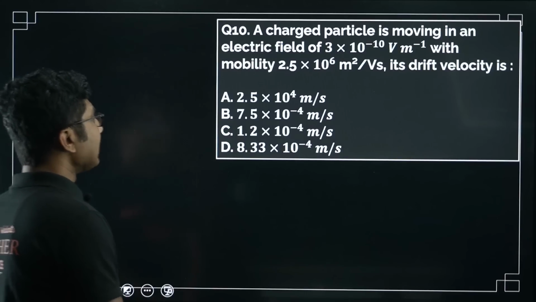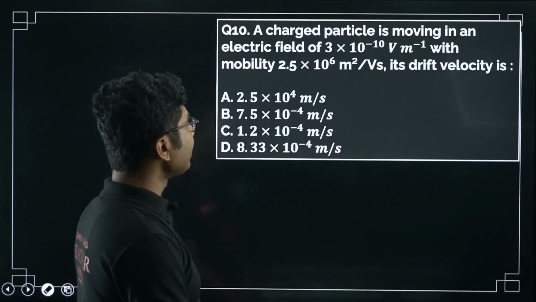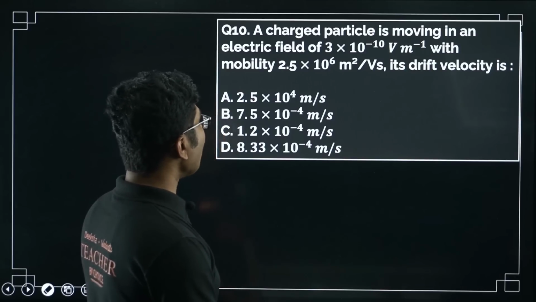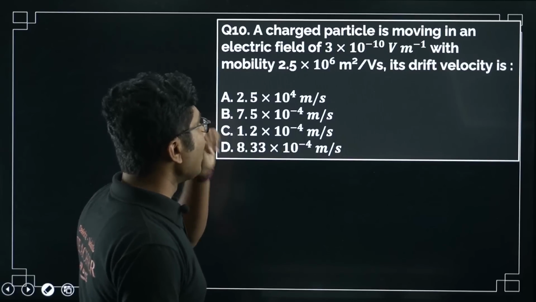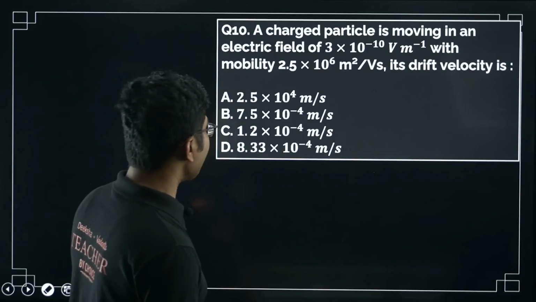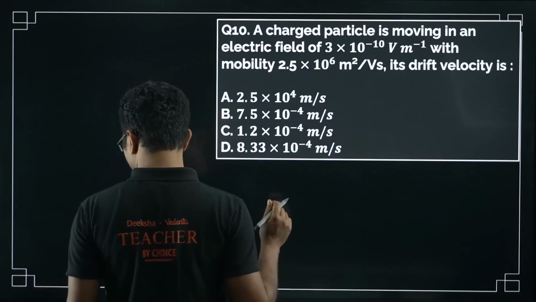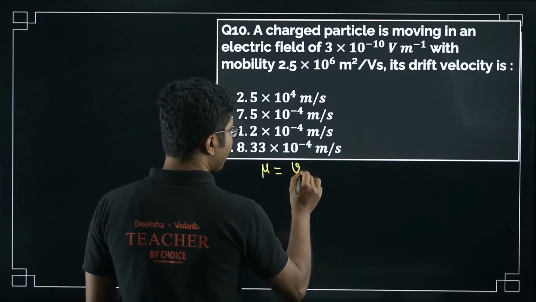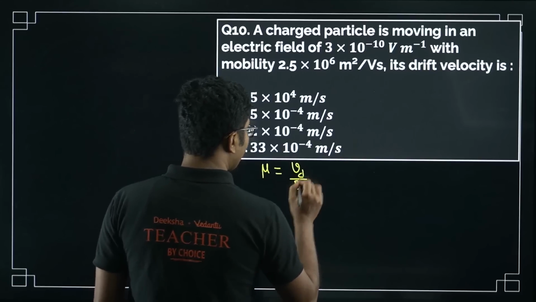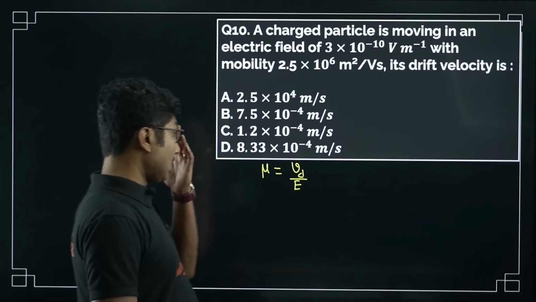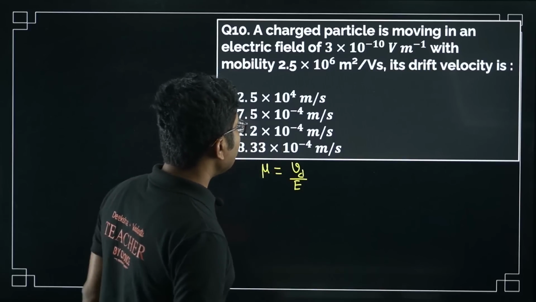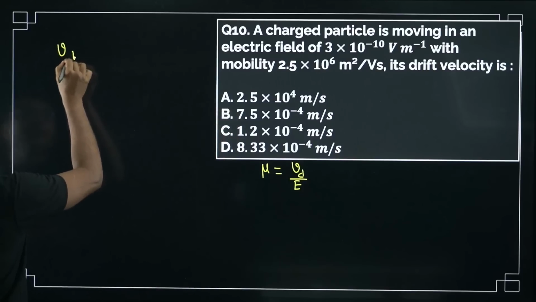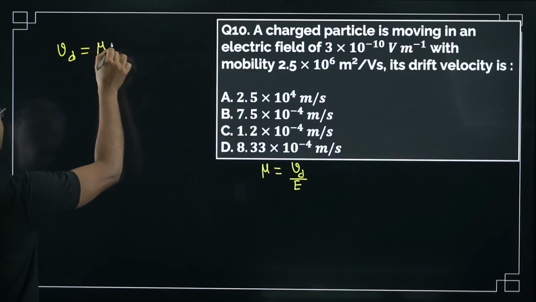A charged particle is moving in an electric field of 3 into 10 to the power of minus 10 volt per meter with mobility 2.5 into 10 to the power of 6 meter square per volt second. Its drift velocity is. So mobility is defined as drift velocity divided by electric field. Okay, this is another definition. Now electric field and mobility are both given, so we can directly write drift velocity is equal to mu into E.